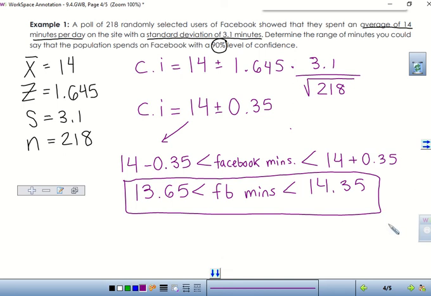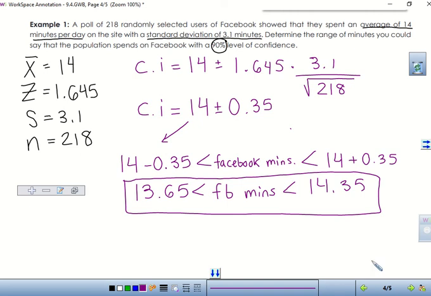What do you think? Easy, hard? Can you just get the 0.35 from multiplying the 1.645 times it? Exactly. So you can either multiply first or divide, it doesn't matter. But I usually do the square root of 218 first, then I do 3.1 divided by that, then multiply it by the 1.645. Exactly. That's how you get the 0.35.